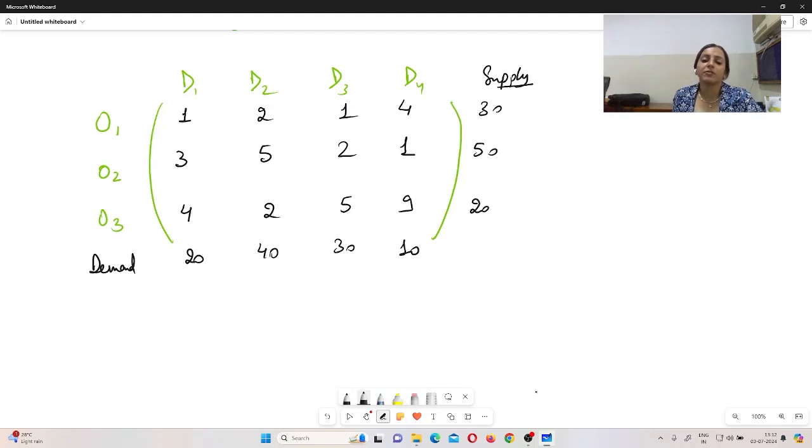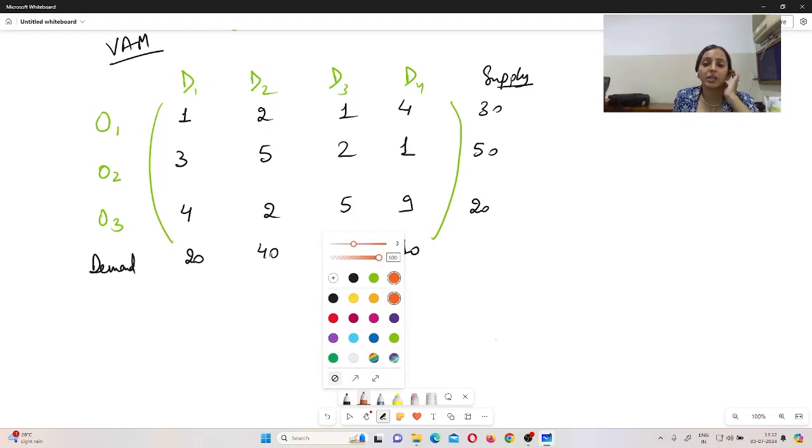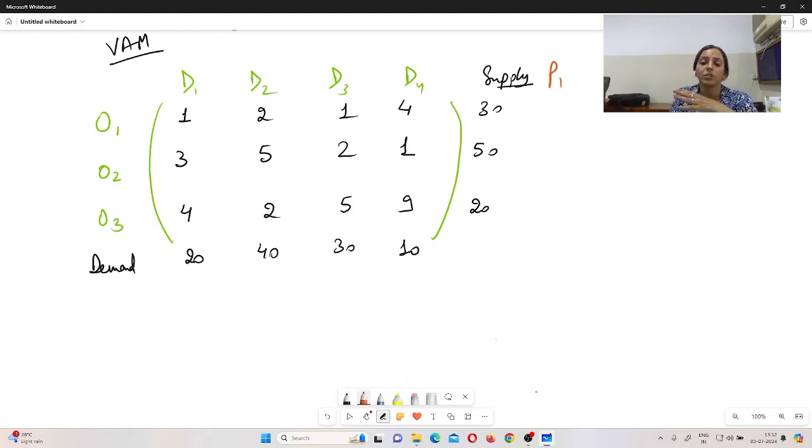Right? Next, we have to give the penalty. In the VAM method, this is the most important step for finding the initial feasible solution. For each row and column, we have to give the penalty. The penalty is calculated by taking the two least values of each row and subtracting them. So here the least values are 1 and 2. Subtract 2 minus 1, that will be 1. Over here the least values are 1 and 2, that will again be 1. In this row it is 2 and 4, the two lowest ones, that will be 2.